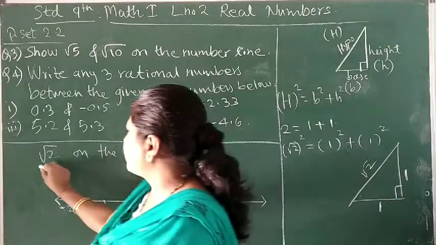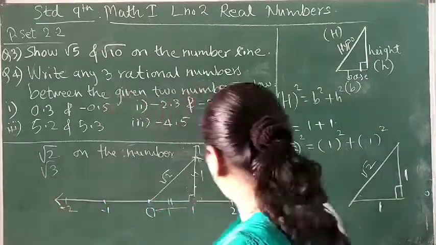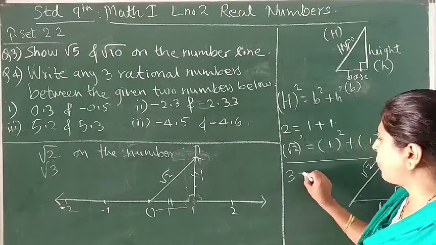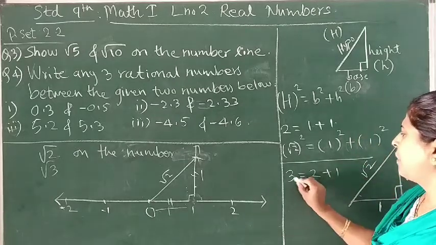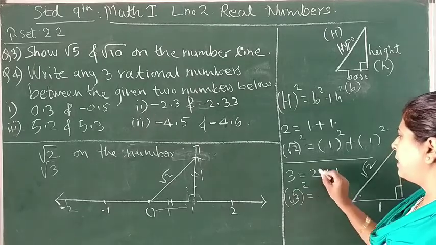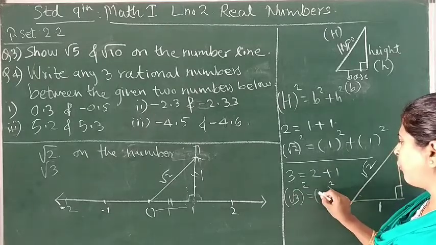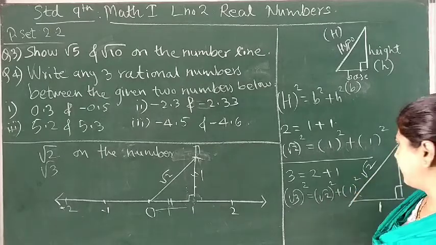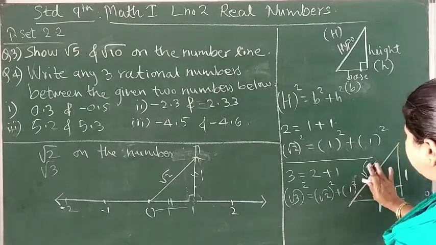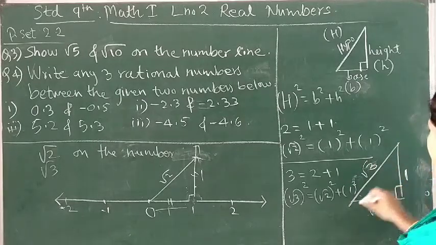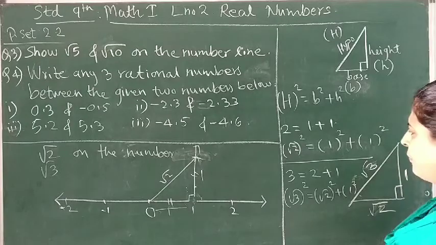Now if you want to show square root of 3 on the number line, how do we do it? As we know, 3 is 2 plus 1. Now 3 is the square of square root of 3. And then 2 is the square of square root of 2. And 1 is the square of itself. So if you want this to be square root of 3, your base should be square root of 2 and height should be 1.